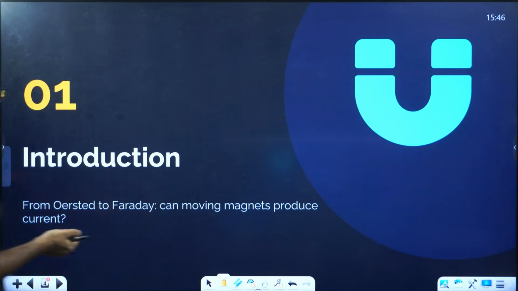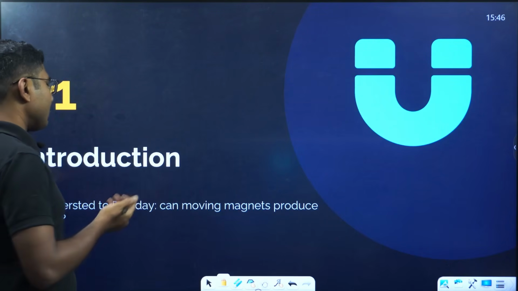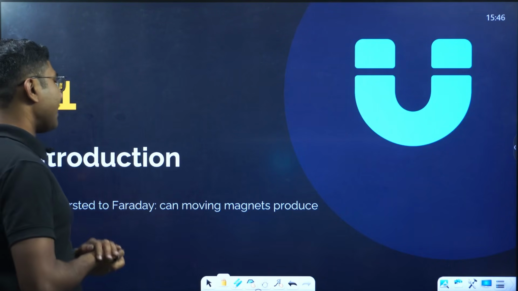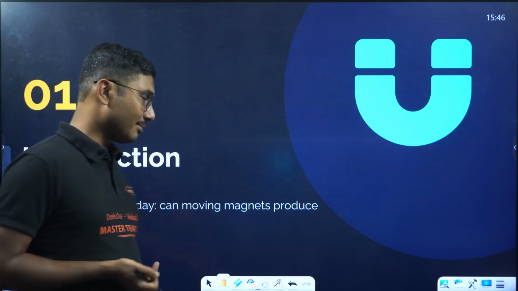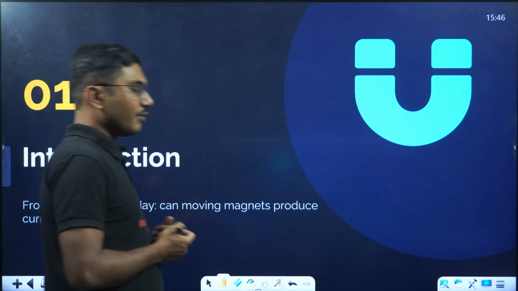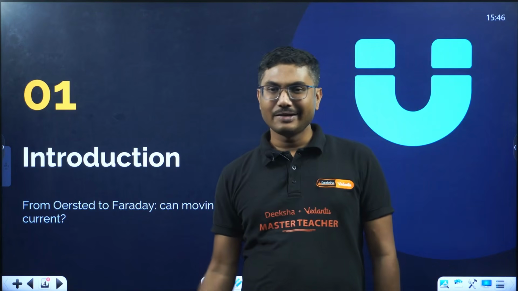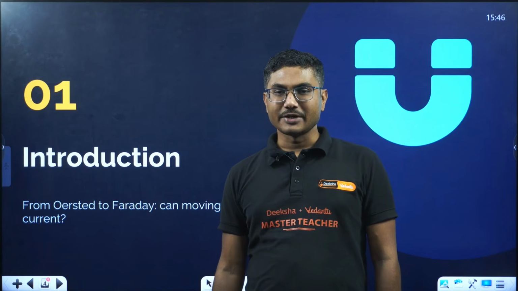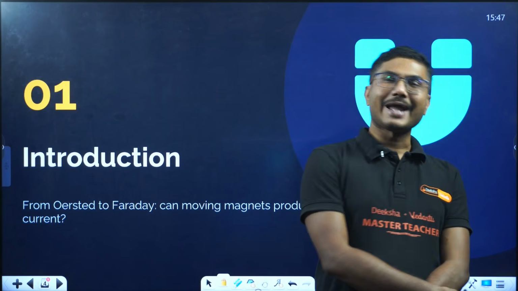Right, let's start. Okay, so we will start from Ørsted, move towards Faraday, and ask: do moving magnets produce current or not? That is my major question. We have seen that moving charges produce a magnetic field, right? And moving charges means what? Moving charges means current, right? So current can produce a magnetic field.